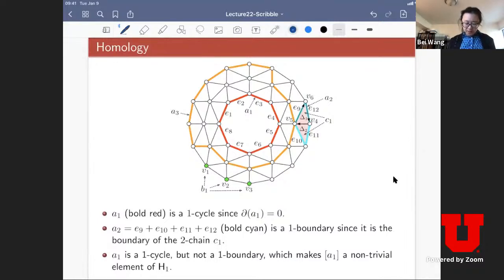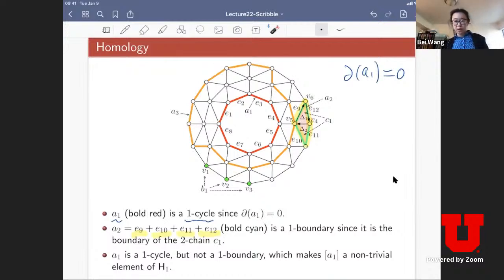So remember we said a 1 chain is a 1 cycle if the boundary is 0, okay? So A1, if I take the boundary of A1, which is this red thing, all those endpoints cancel out. So if its boundary is 0, that means it starts somewhere and ends at the same place. It's a cycle, okay? And A2, as I just drew, is going to be E9 plus E10 plus E11, E12, which is the boundary of those two pink triangles. It is also a 1 cycle, because if I take the boundary, this is equal to 0.